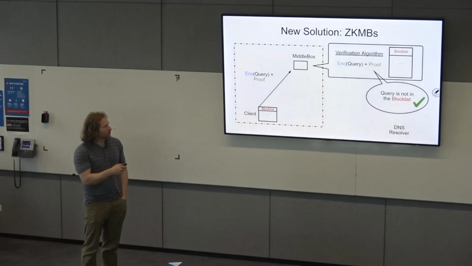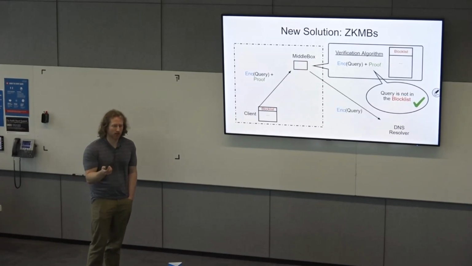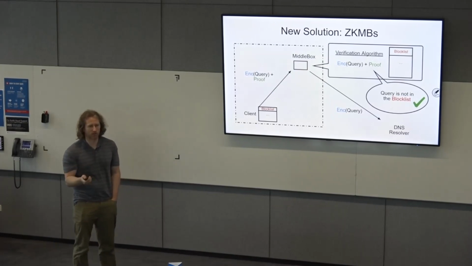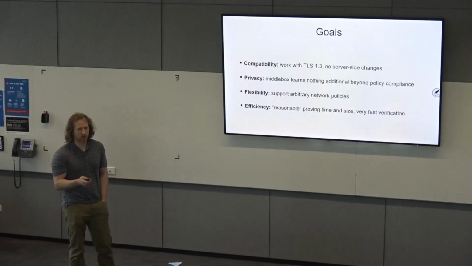So the middle box runs the zero-knowledge verification algorithm, and the only thing that they learn is that this is a query to some domain that's not on the block list. So they don't learn what domain you're actually querying, they just learn that it's not a block domain. Which is kind of what we want. It's the best privacy that you could achieve. And then as long as that proof verifies, they'll forward your query to the DNS resolver.